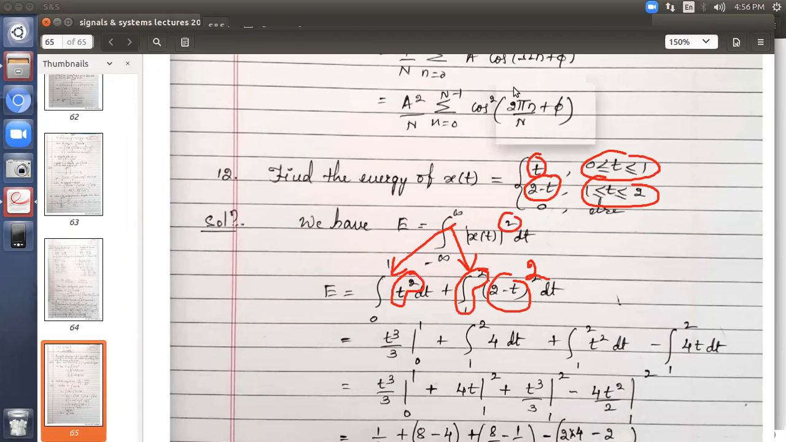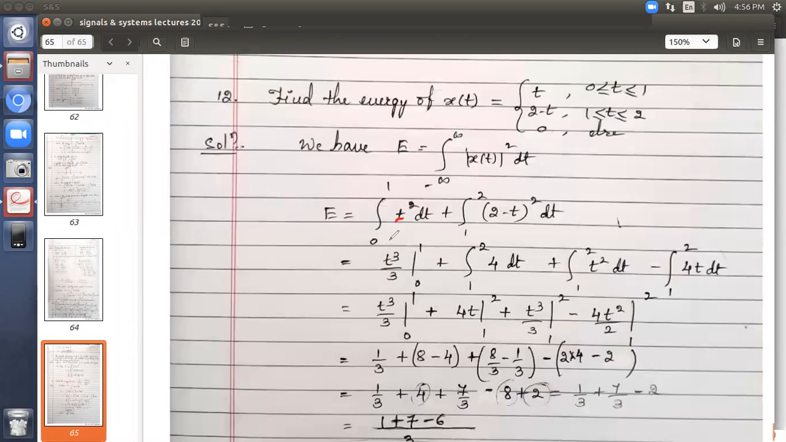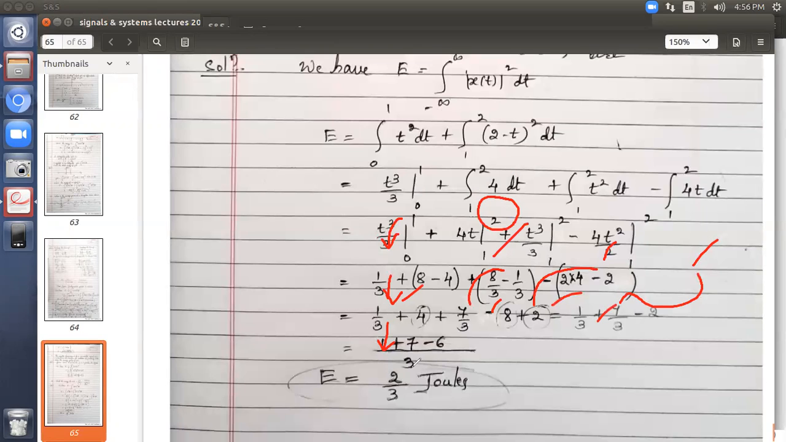Okay. Next is simplification. Integration of t square is t cube by 3. This is a minus b whole square, a square plus b square minus 2ab. Then apply the limits. I will get this 1 by 3. Then integration of dt is t. Integration of t square is t cube by 3. Integration of t is t square by 2. After that, apply the limits, upper limit minus lower limit. If you take the LCM and solve the value, you will get 2 by 3. I got 2 by 3. You check by yourself whether you get the same answer or not. Hopefully, you will get the same answer.